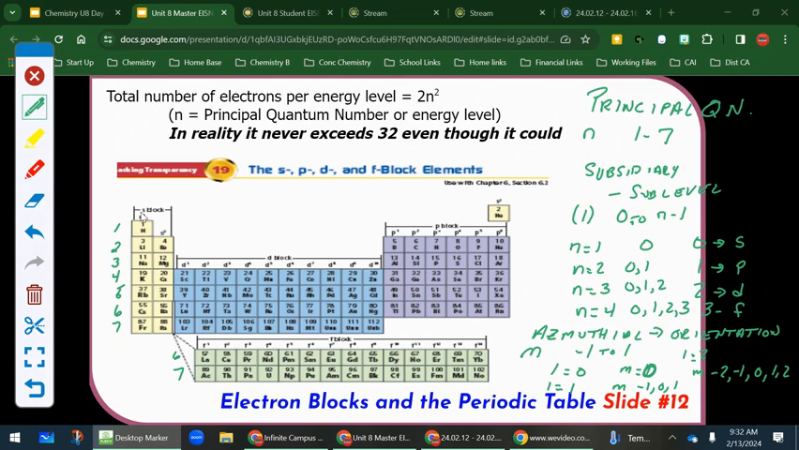Okay, now you can't do that with S's. Why? Because there are 2 electrons. Oh, yeah. Why can't you do that with S's?